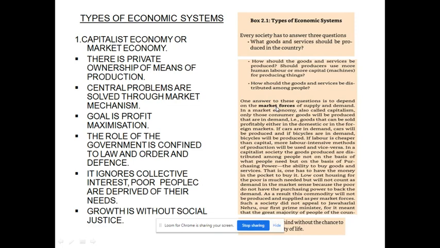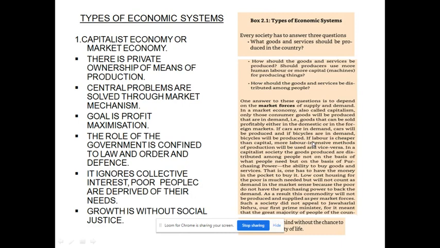The very first system, which is the capitalist economy, decides the three questions with the help of market forces of supply and demand, which is then called the market mechanism. So it is left to the market to decide which goods should be produced. Those consumer goods will be produced which are in demand, and the goods that are sold should be profitable also. So here comes the goal of profit maximization. Goods that can be sold profitably either in domestic or in foreign markets will be produced. So if cars are in demand or bicycles are in demand, they will be produced.